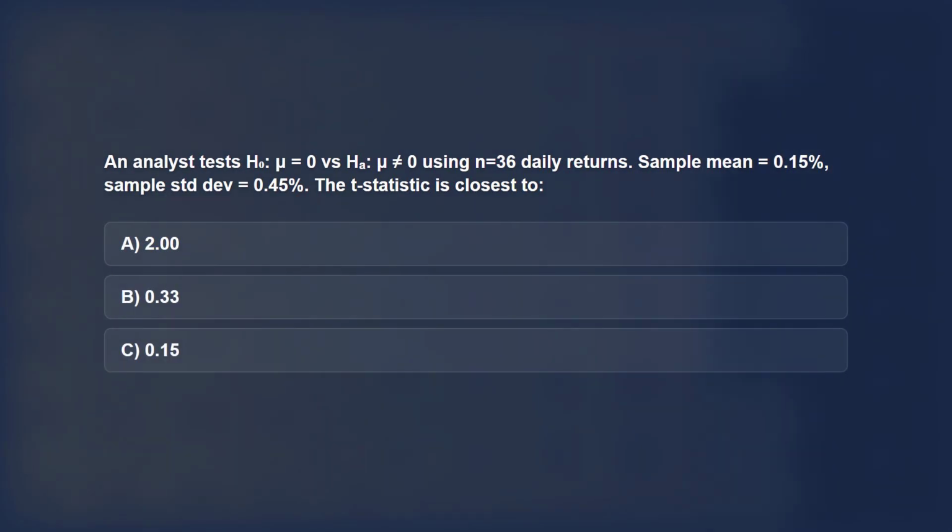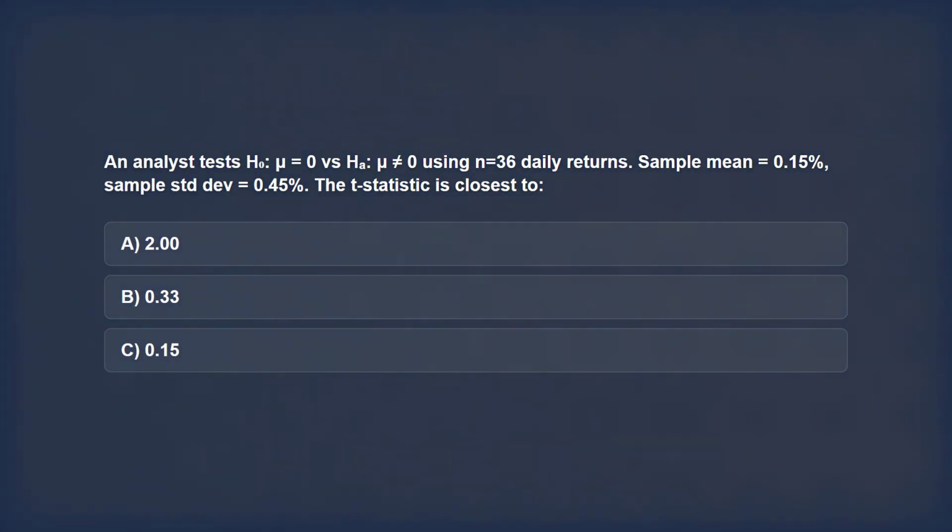Exam question. An analyst tests whether mean daily return differs from 0 using 36 observations. Sample mean is 0.15%, sample standard deviation is 0.45%. The test statistic is closest to: A, 2; B, 0.33; C, 0.15. Pause if you need to work it out.